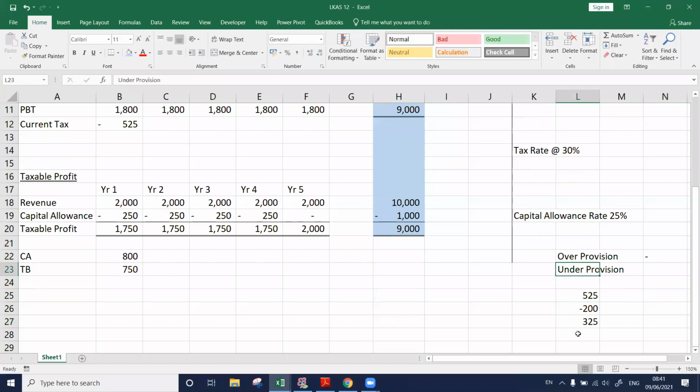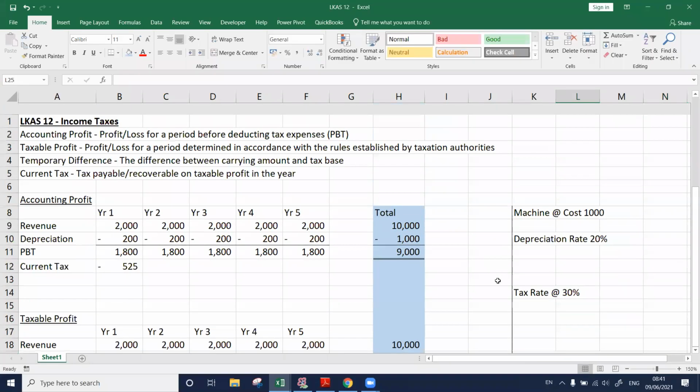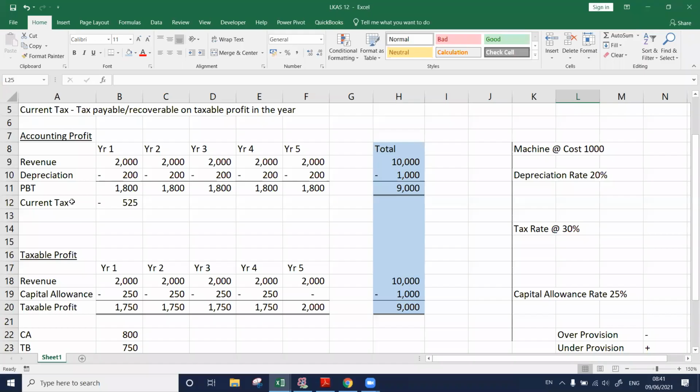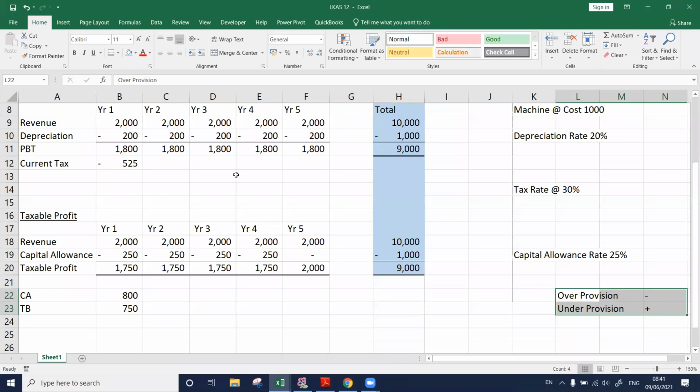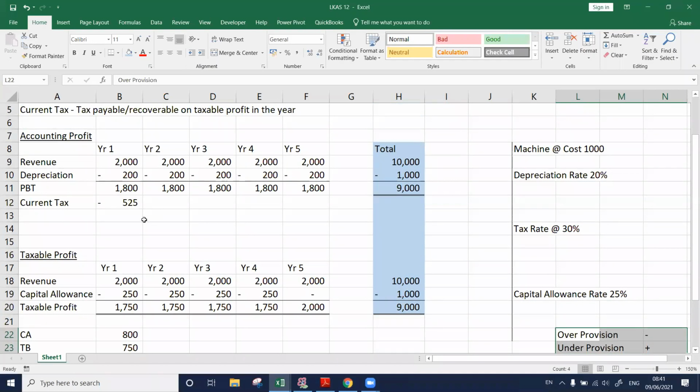325. If there is an under provision, අඩුවෙන් provide කරලා තියෙන්නේ. එහෙනම් මොකද කරන්න ඕන? ඒ under provision එක current tax එකට එකතු වෙන්න ඕන. Right? Over provision and under provision. Right. So remember, when current tax is computing based on the taxable profit, and again we need to see whether there is a under provision or an over provision from the previous year. If so, we need to adjust for that. Right. Current tax.